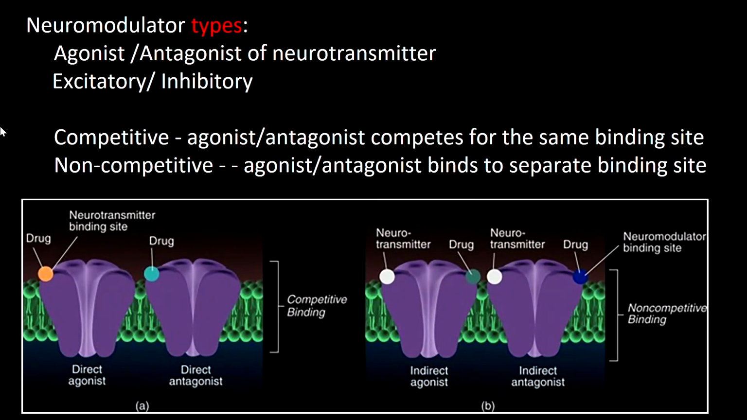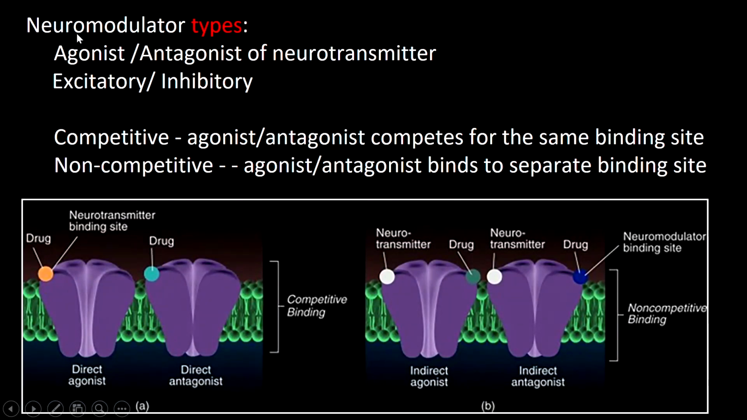Okay, next, let's talk about the types of neuromodulators. There are different ways to categorize the neuromodulators. The first one is based on the effect of these neuromodulators compared with their neurotransmitters. So agonist and antagonist. An agonist is a neuromodulator that has a similar effect or will facilitate the effect of the neurotransmitter. And an antagonist is a neuromodulator that will have just the opposite effect of the neurotransmitter. So these are the enemies of these neurotransmitters, and these are the friends, the helpers of these neurotransmitters.